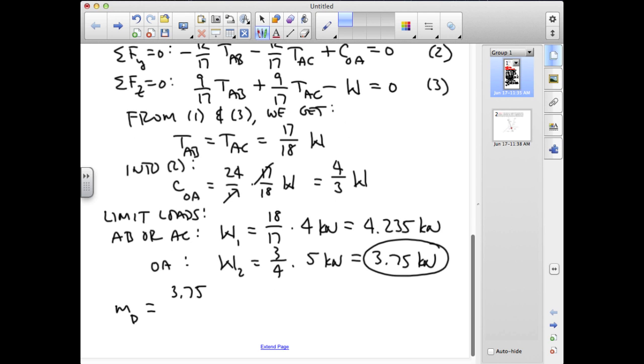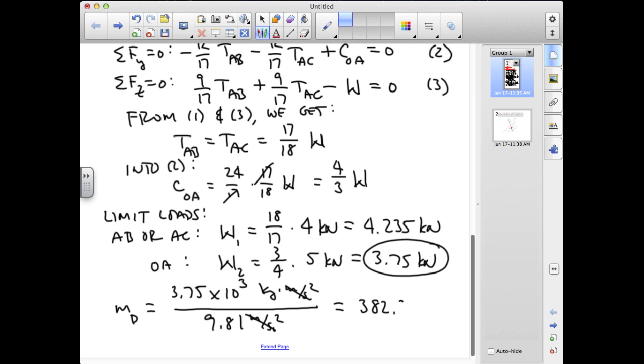That's 3.75 times 10 to the third, and a newton again is a kilogram meter per second squared. We're dividing that by the gravitational acceleration of 9.81 meters per second squared. Those units cancel and we get a value in kilograms equal to 382.3 kilograms.